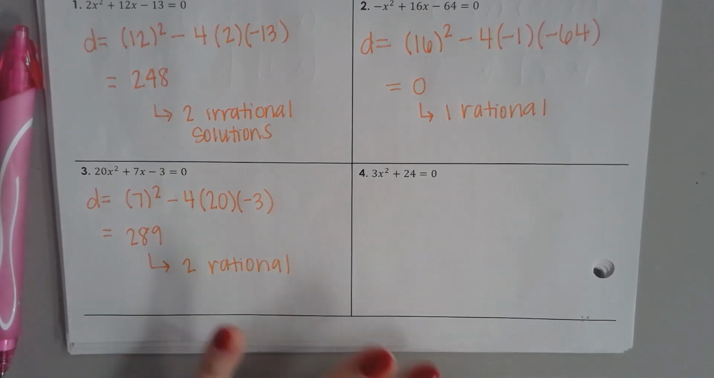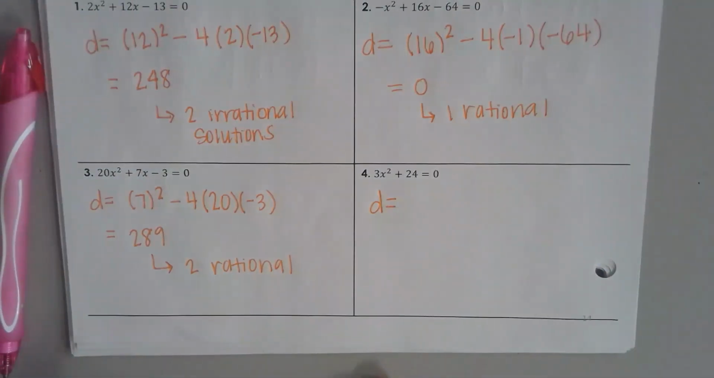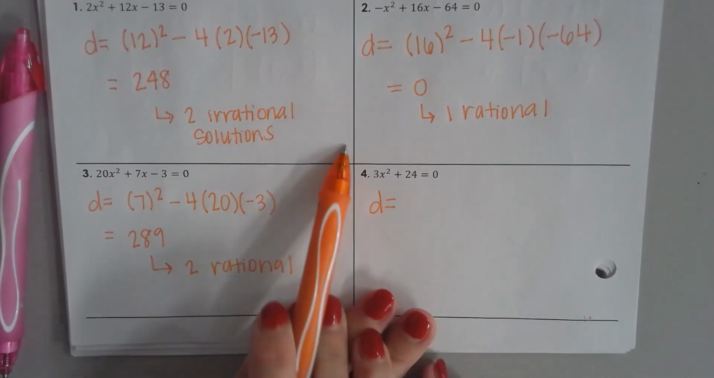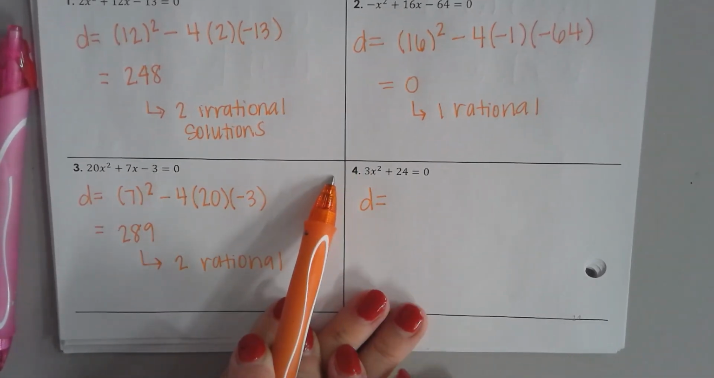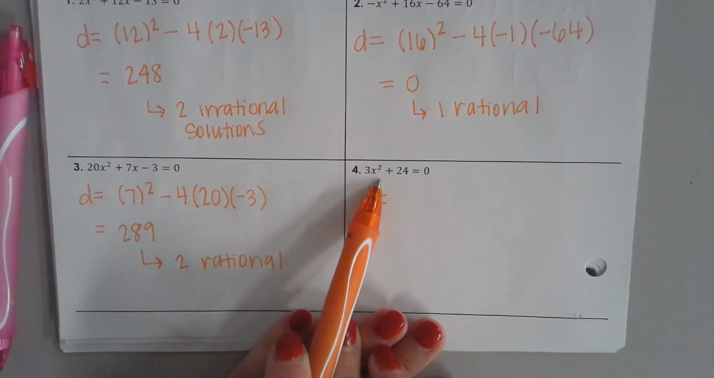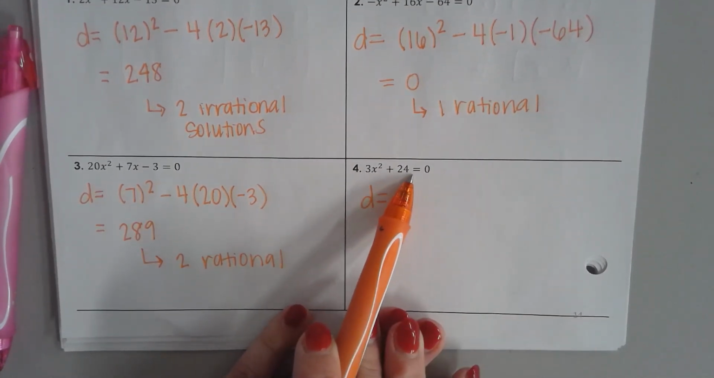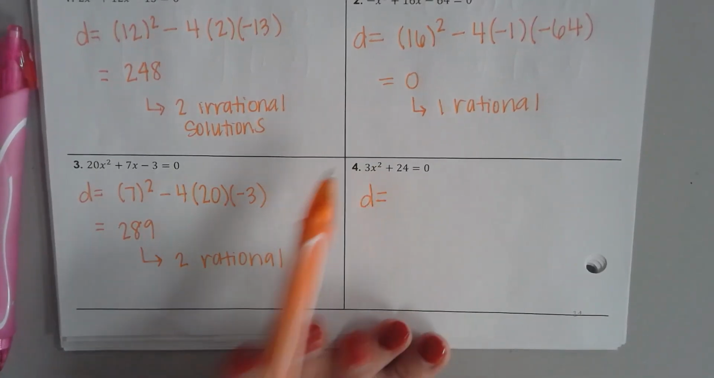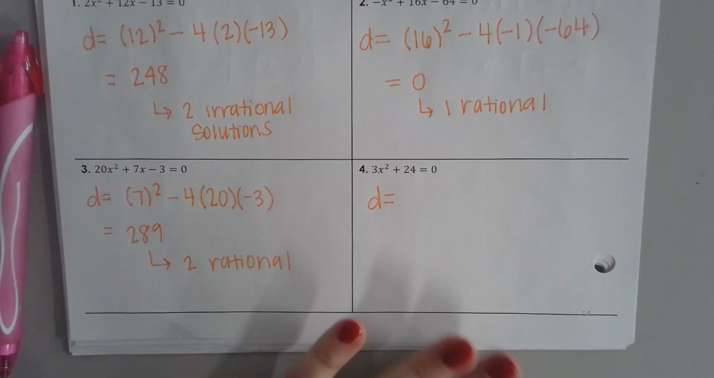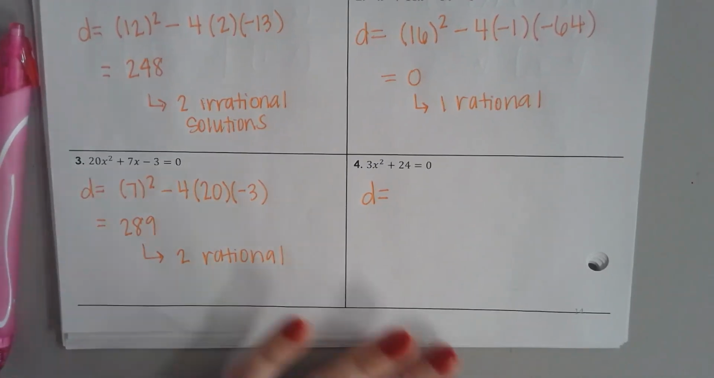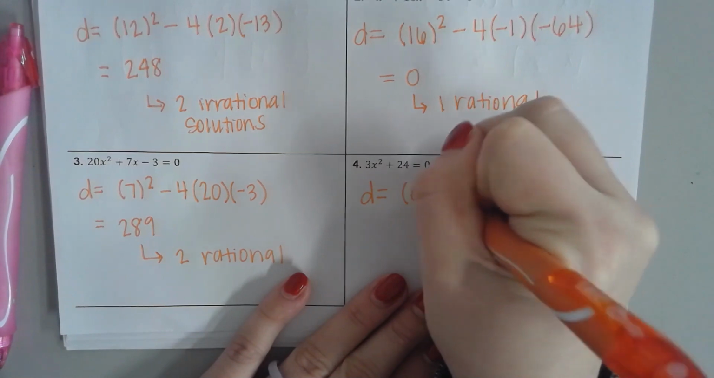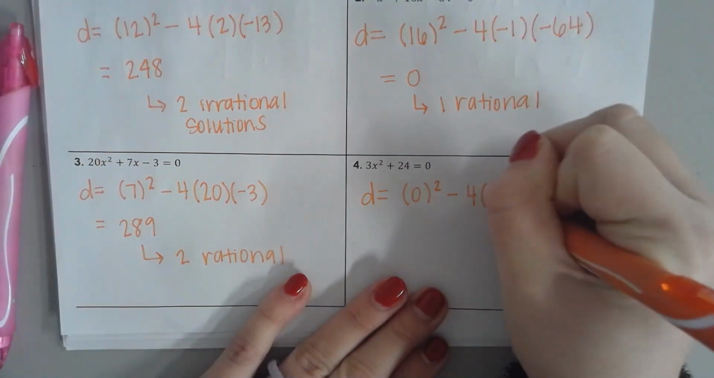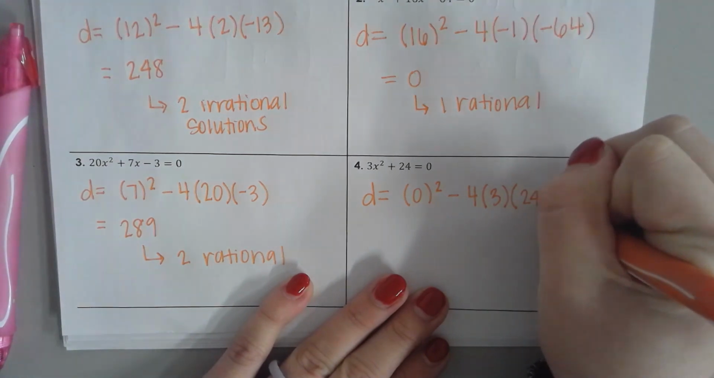And number 4, what is B? 3x2. Nope. 24. Nope. 0. So your A is always the number with the x squared. Your B is always the number with the x. Your C is always the number by itself. Since I don't have a number with an x, my B is 0. So you can't just say it's always the second number. You got to be careful. So B is 0 squared minus 4. A is 3. C is 24.